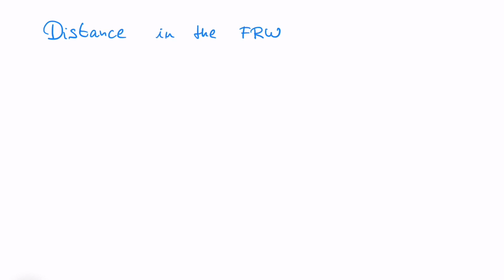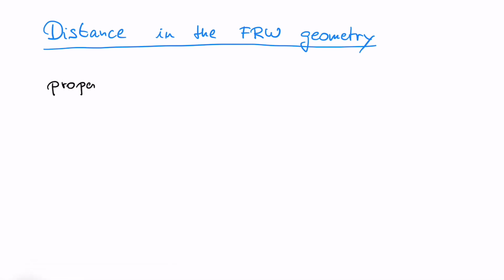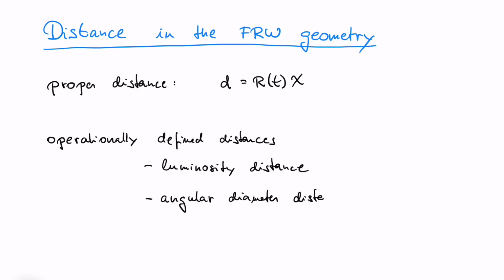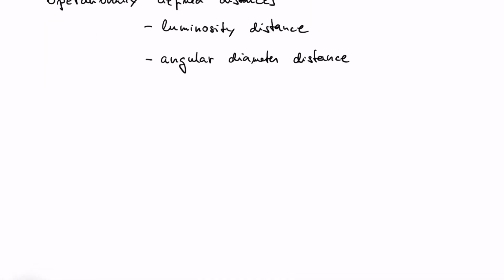In this discussion we already mentioned the distance from a galaxy, but that needs some words to explain. Given the metric, we said that the proper distance is this. But this is practically not measurable. So for practical use, we need some operationally defined distances. And these can be the luminosity distance and the angular diameter distance. Let's look at the first one.